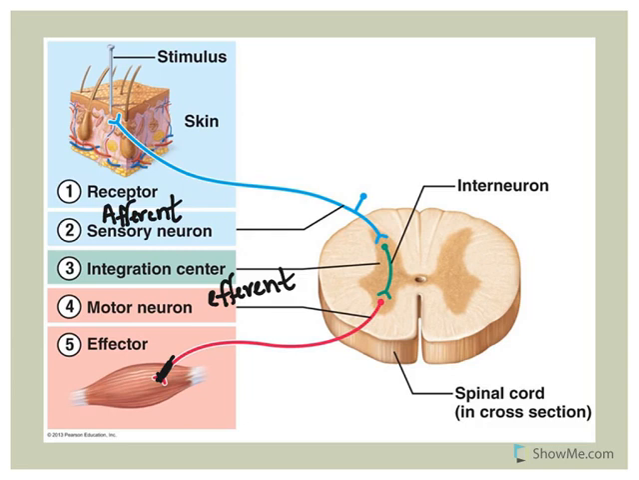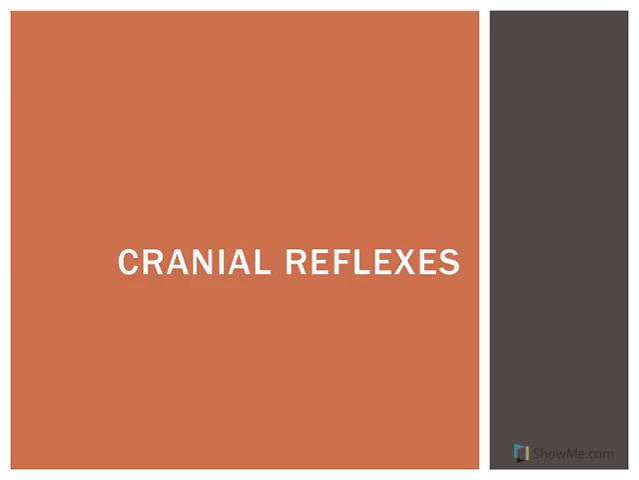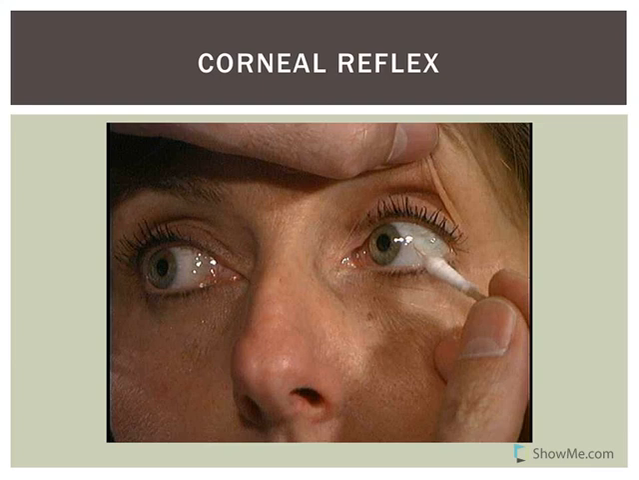Now we'll come back to that. So cranial reflexes, here the integration center is going to be within the brainstem. The spinal reflexes is within the spinal cord. So I'm going to give you 2 examples of cranial reflexes. First one's the corneal reflex. This is an important reflex because it protects your eyes against foreign objects.